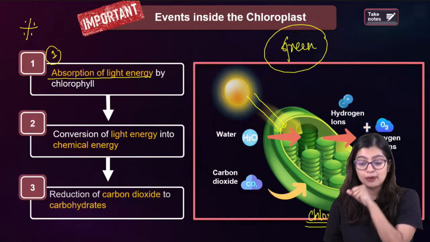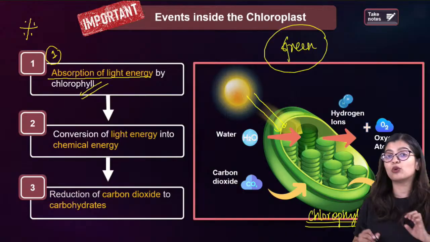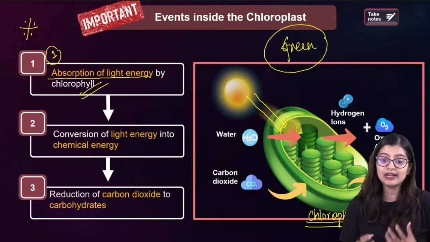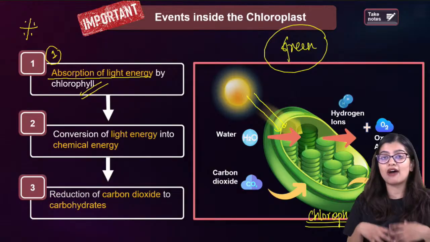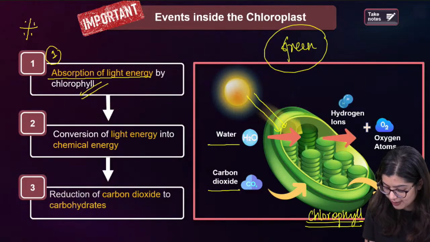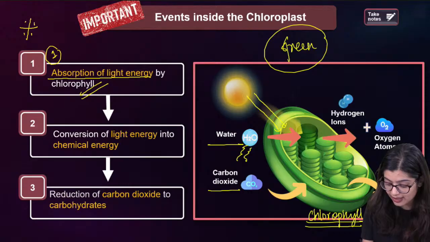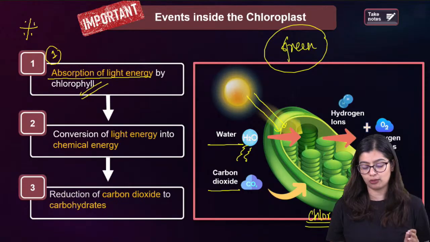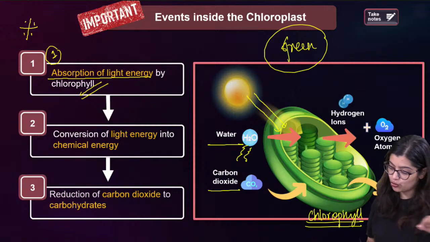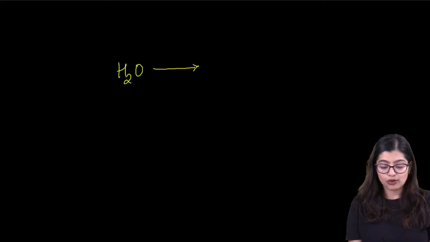So now we have absorbed the light energy. Who is absorbing light energy? Your chlorophyll is going to absorb the light energy. Now what is it going to do after absorbing this light energy? Your raw materials, carbon dioxide and water, have reached. Now it will use this energy to split the water molecules. So step number 2 here is conversion of light energy into chemical energy, and we see that your water molecules will split.